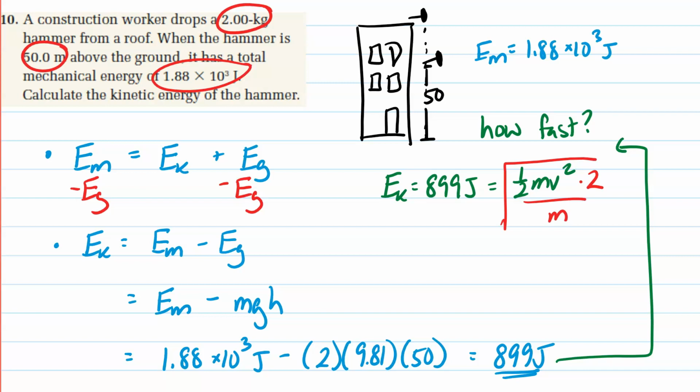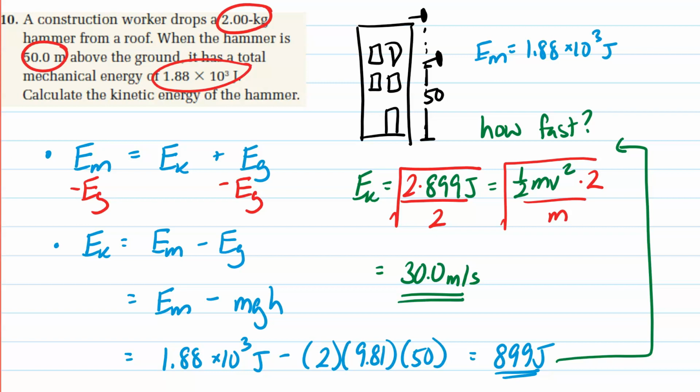So we're going to multiply, let me make some room here. We'll multiply by 2. We divide by the mass, which is 2 kilograms. And we'll take the square root of all that. Plugging that all in, your final answer should be, to 3 sig digs, 30.0 meters per second for how fast.